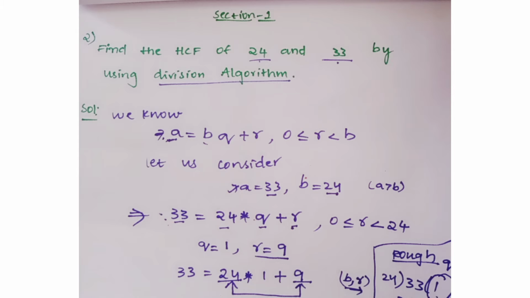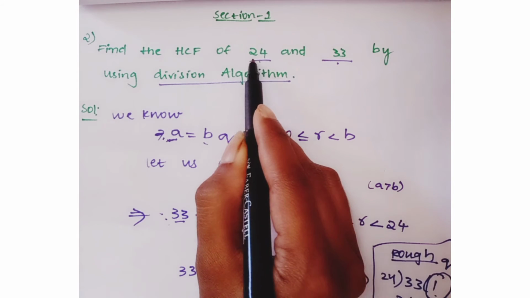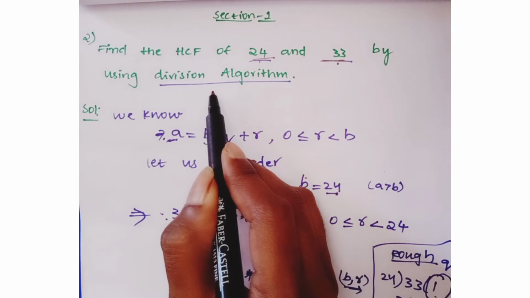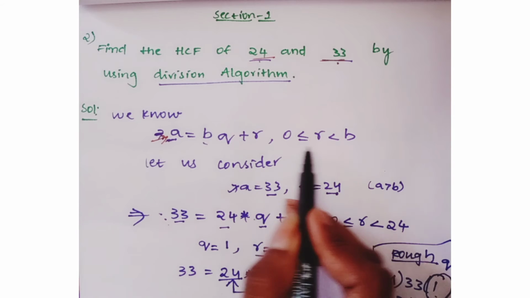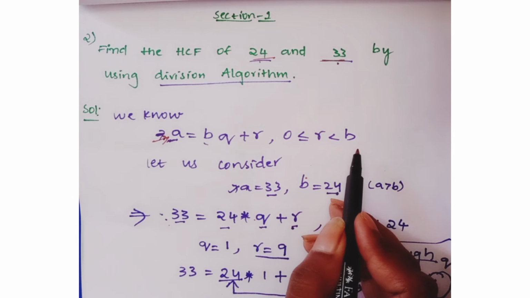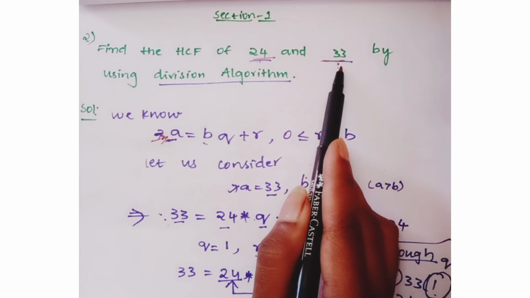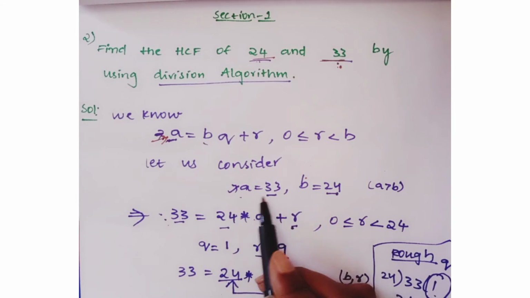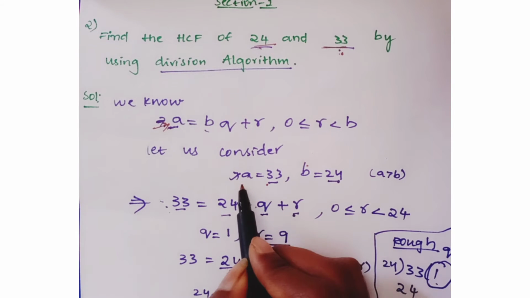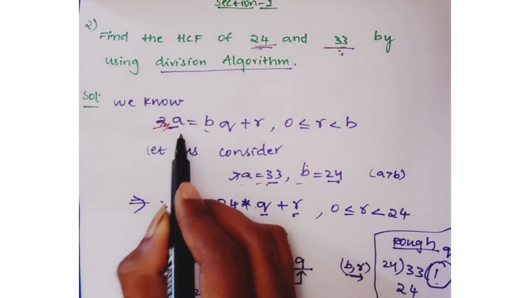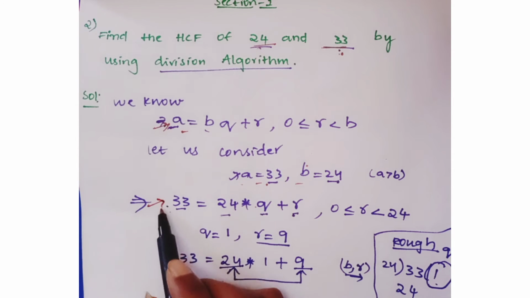Now let me recap what I have explained till now. The question is, we need to find the HCF of 24 and 33 using the division algorithm. Here I have written the division algorithm: a equal to bq plus r, where 0 less than or equal to r less than b. Now we need to choose a and b values among 24 and 33. 33 is the greatest, so a value is 33 and b value is 24. Now substitute a and b values in the division algorithm. So when I substitute, I get the equation like this.